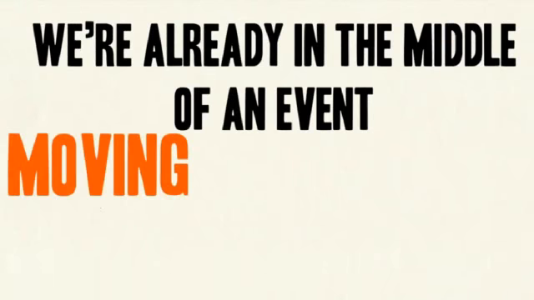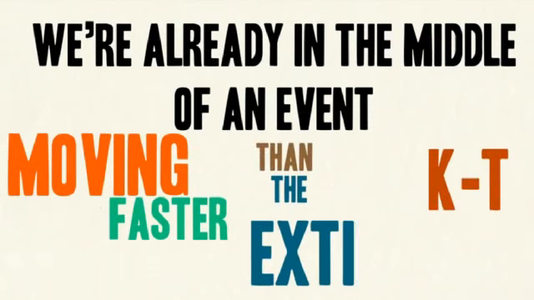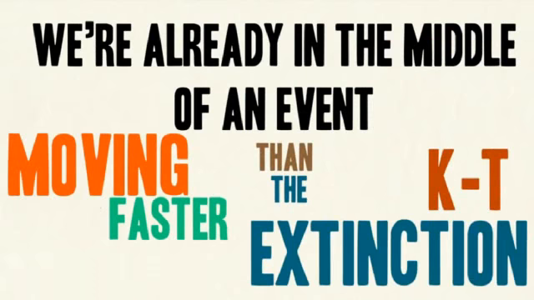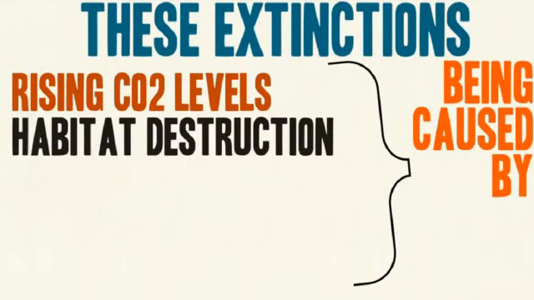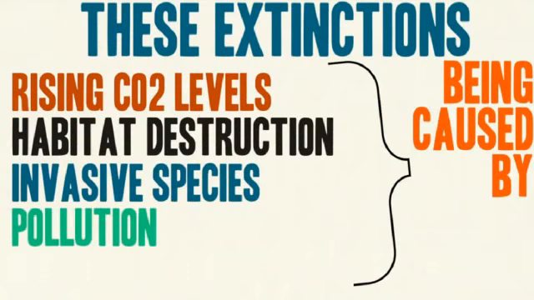Now, lucky for us, in the history of humanity, we haven't had to deal with any giant comet strikes or super volcanoes, but we do have to deal with a possibly equally destructive force: each other. Some scientists think that we are already in the middle of an event that's moving faster than the KT extinction. But instead of being driven by continents or volcanic eruptions, these extinctions are being caused by rising CO2 levels, habitat destruction, invasive species, pollution, and over-harvesting.